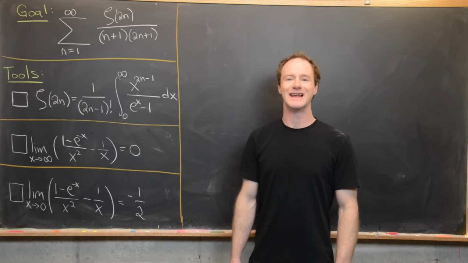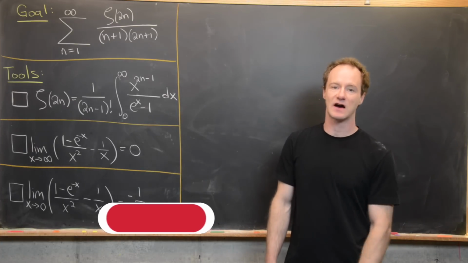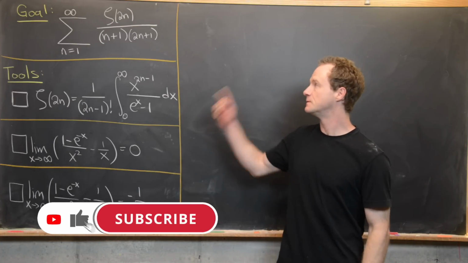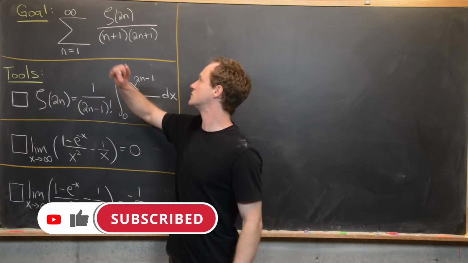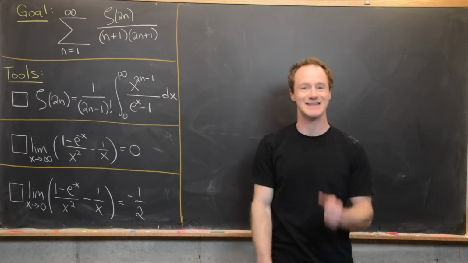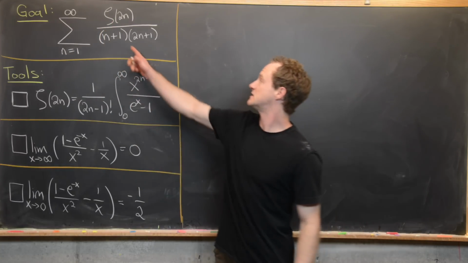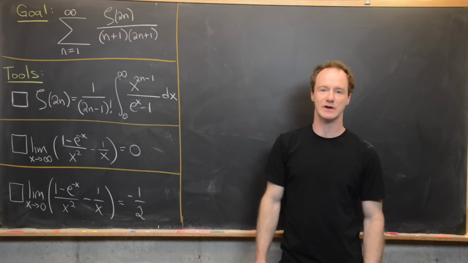Here we're going to calculate an interesting sum involving the even values of the Riemann-Zeta function. So we want to look at the sum as n goes from 1 to infinity of zeta evaluated at 2n divided by n plus 1 times 2n plus 1.